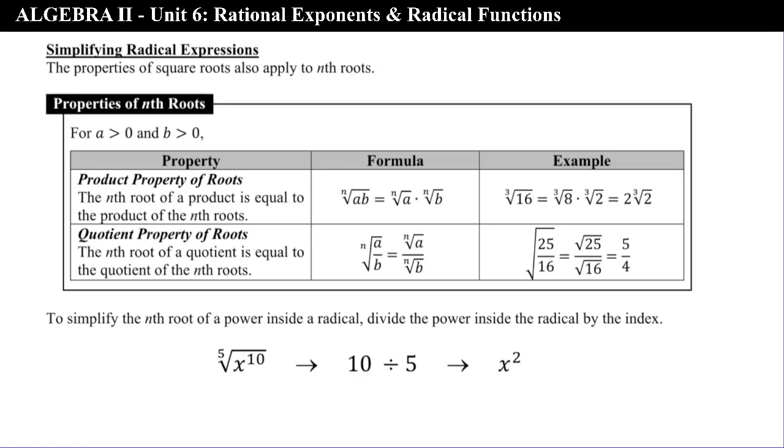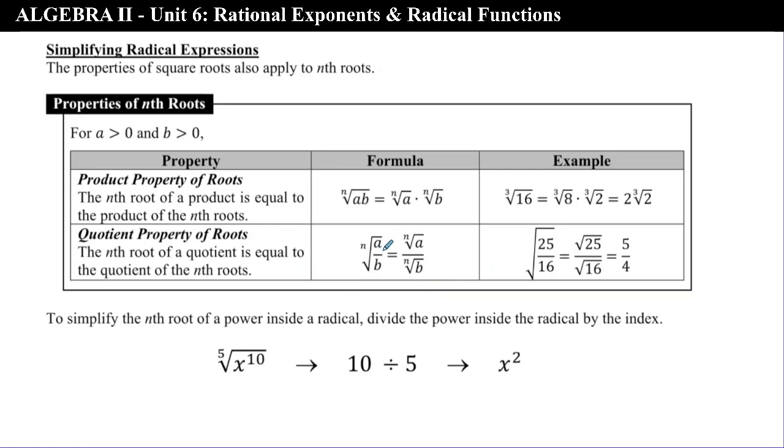Okay, now let's move on to simplifying radical expressions. The properties of square roots also apply to nth roots. We have a product property of roots, where the nth root of AB is the same as the nth root of A times the nth root of B. And here you have an example of that.